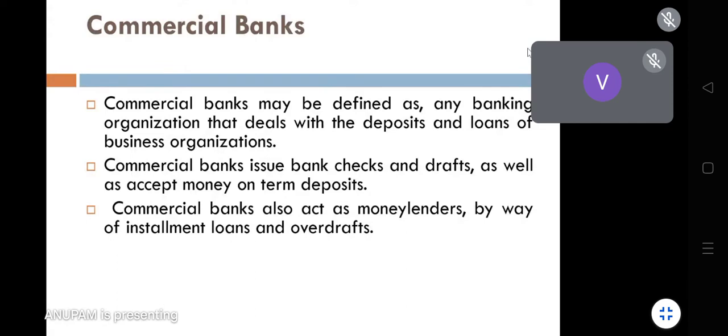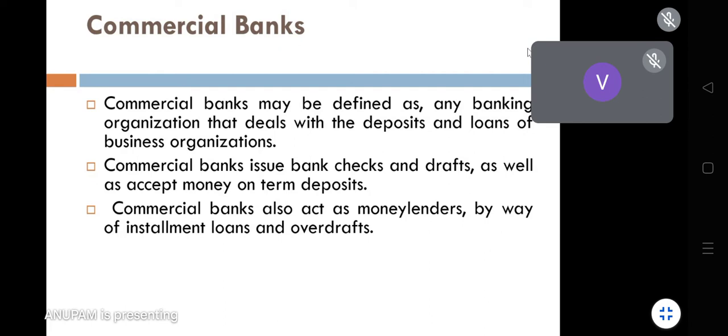So normally what should happen? Anybody can tell? The check will bounce. It is called bouncing, right? The check will bounce. But if you have an overdraft facility, it will not happen, because the bank will pay that money to whom you have given the check. The bank will pay the money, and afterwards the bank will collect it from the customer along with some interest.